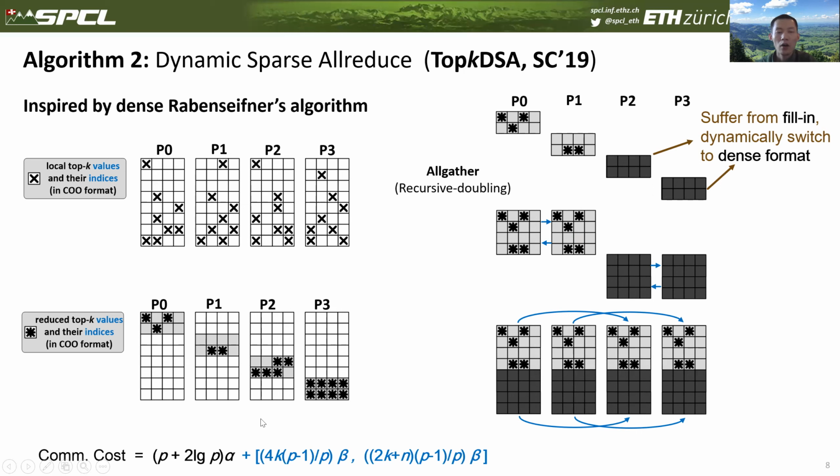The communication overhead for top K DSA is modeled by this formula. We can see the bandwidth overhead falls in this range. In the best case, in which the top K values have the same distribution among the workers, it incurs 4K bandwidth overhead. But this is hardly achieved in reality. In the worst case, the all-gather phase will completely degrade to dense format, in which it incurs 2K plus N bandwidth overhead. Therefore, we can see the top K DSA algorithm suffers from the filling issue when scaling up to more workers.